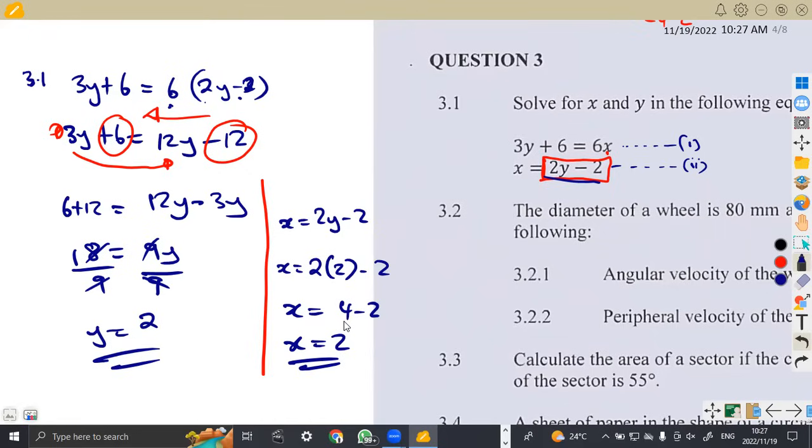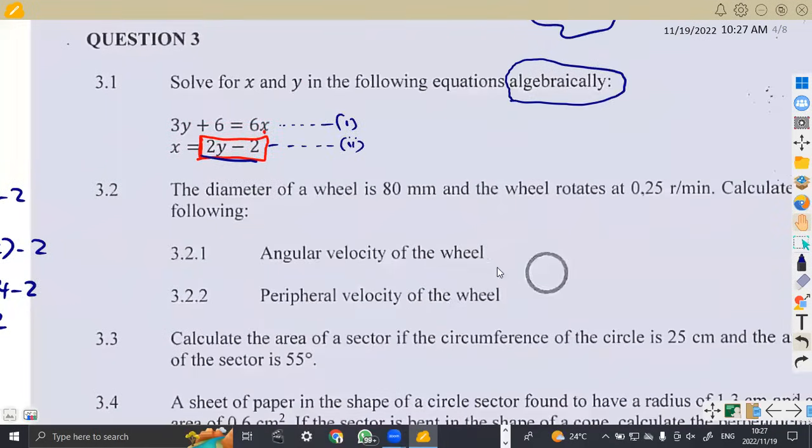So it's just a matter of simplification. Know what you're doing, guys. Know what you are doing in the exam. Okay, so anyways, that's it. Let's see the other part, which is 3.2.